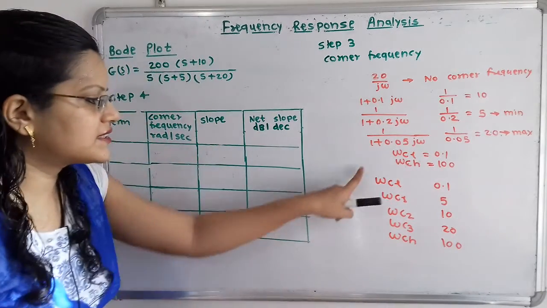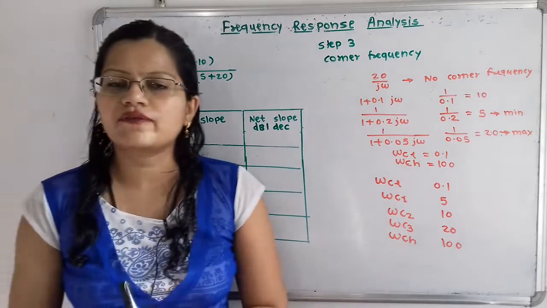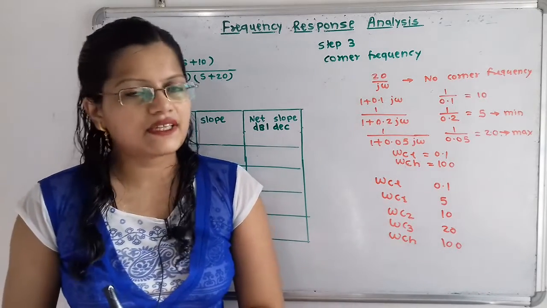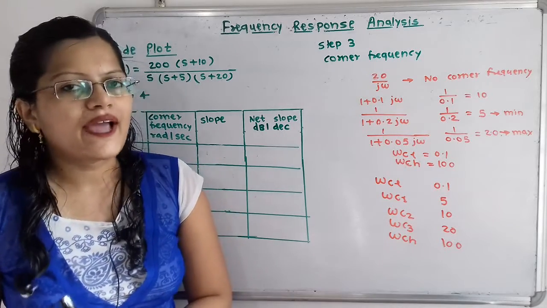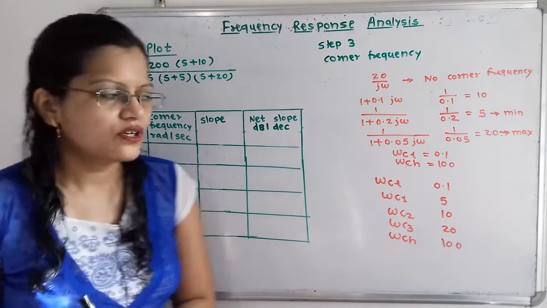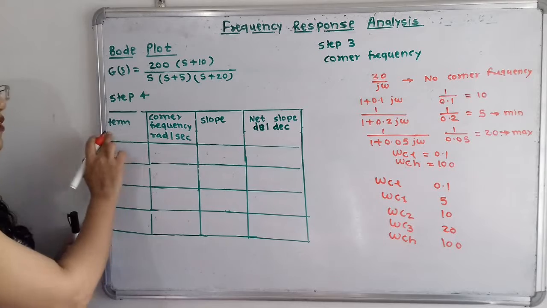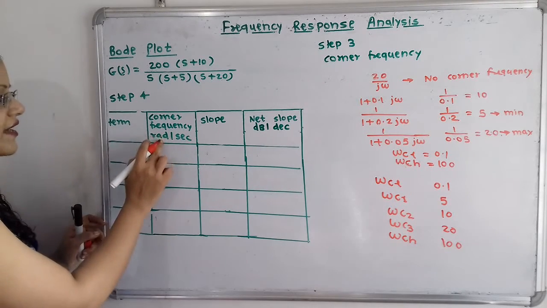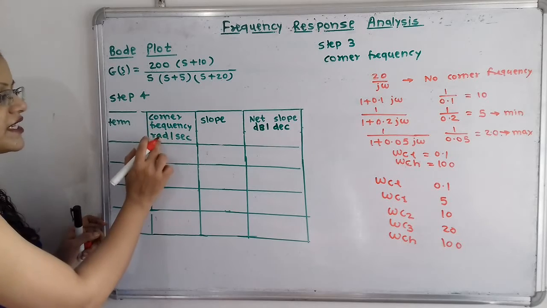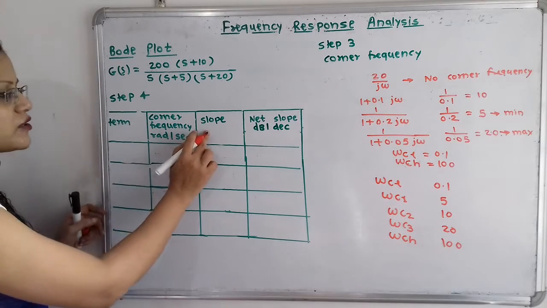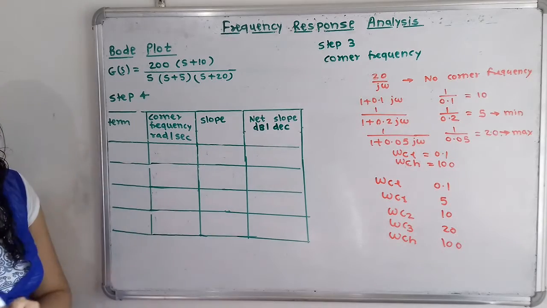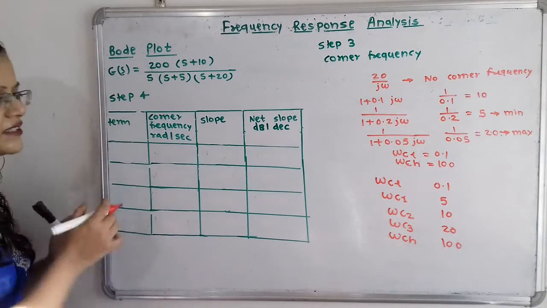So this is the sequence of corner frequencies that we have to maintain in the next step, that is step number 4, that we have to make the table here. For this table we will first take the column, that is term. Then the second column is corner frequency in radians per second, third is slope, and fourth is net slope in dB per decade. Now how to maintain this table?